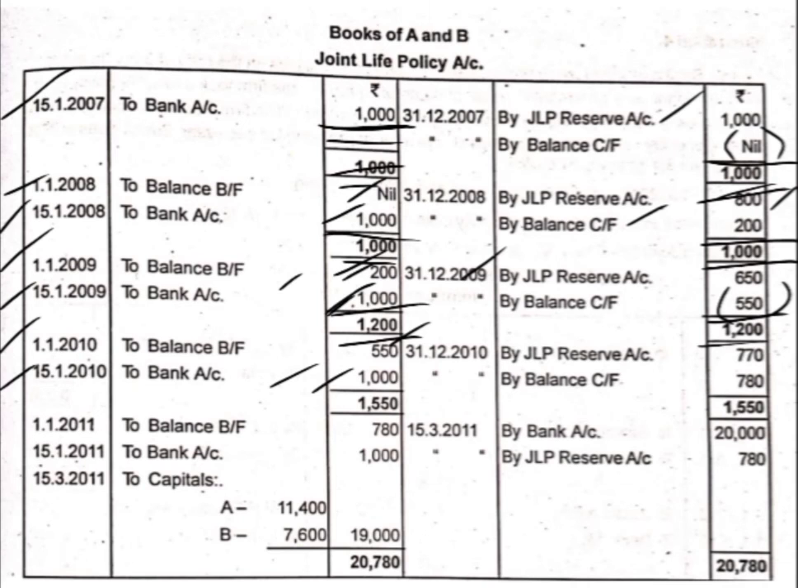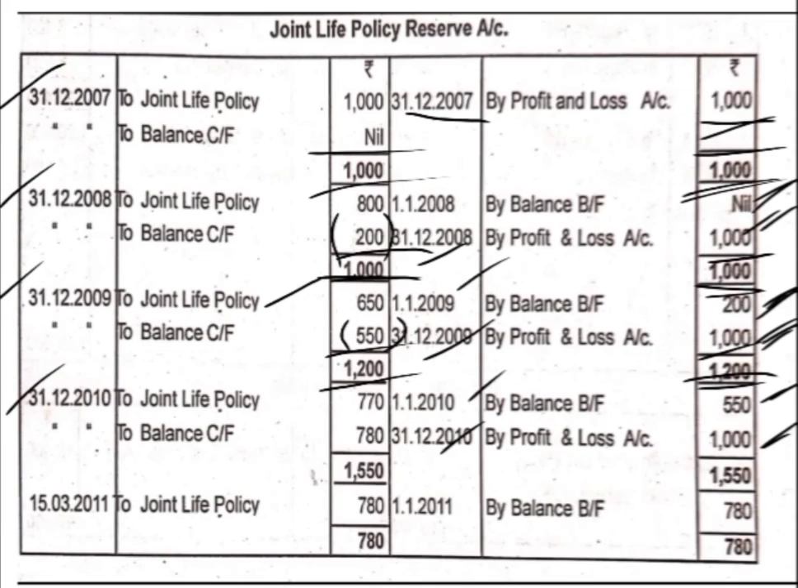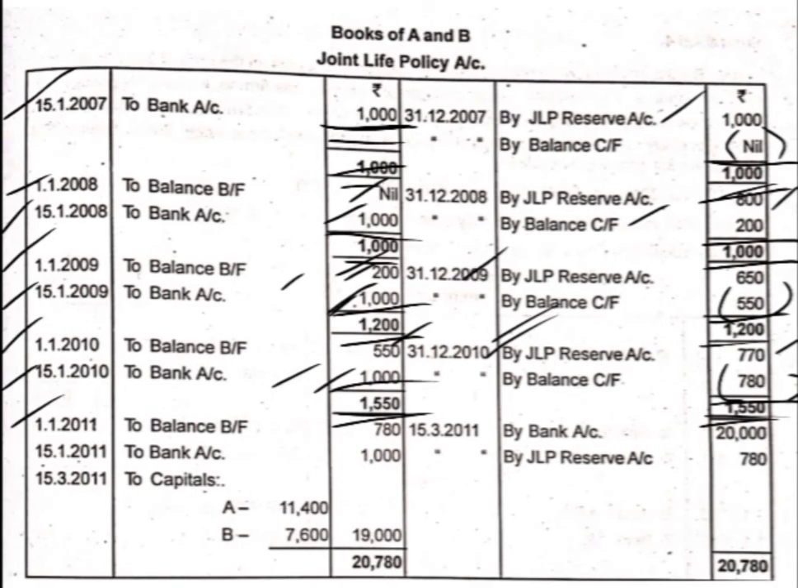The other part of the transaction should appear in the credit side, that is on 31st 12 2010 we are going to write by joint life policy reserve account 770. After that we are going to close this account, 1550 on both sides. So we have a balancing figure of 780, that is by balance carried down. The same balance will be brought down at the beginning of next year. To balance brought down on 1st January 2011, 780. Similarly, in the other account also we are going to close and we are going to have the balance of 780. To balance carried down, and the same balance is brought down at the beginning of next year, by balance brought down 780.